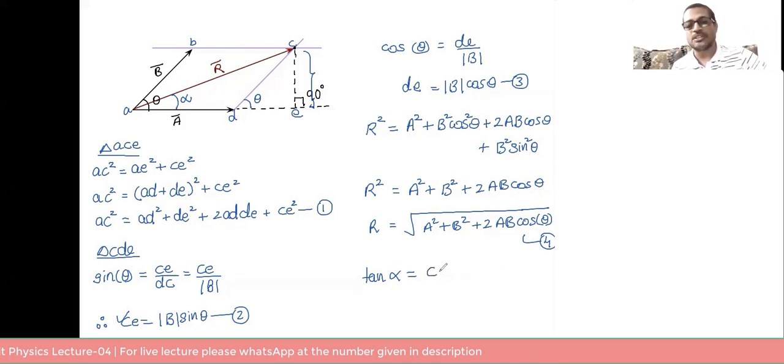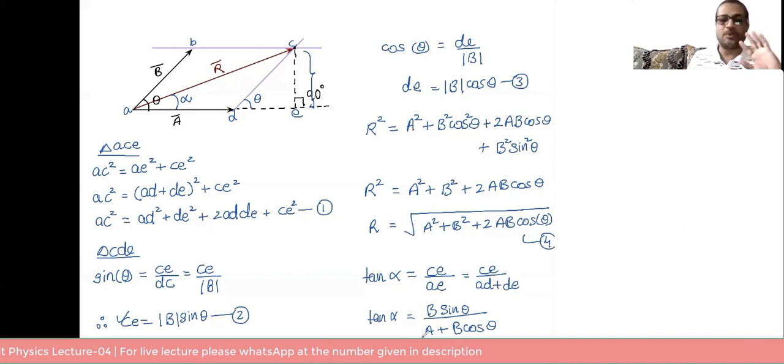Tan alpha is opposite side CE by adjacent side AE, which can also be written as CE by AD plus DE. Now can you complete this? Tan alpha is CE, that is B sine theta, by AD plus DE, that is A plus B cos theta. Is this the answer? Think about that carefully. We wanted magnitude and direction. It means magnitude and angle. Is this the final answer?